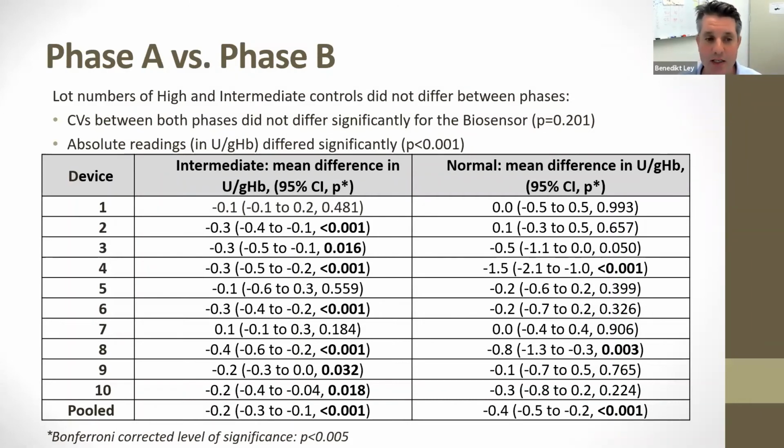While the mean G6PD activities differed significantly for intermediate and high controls. The pooled difference for intermediate controls was 0.2 units per gram HB and 0.4 units per gram HB for high controls. Again, this was a significant difference.